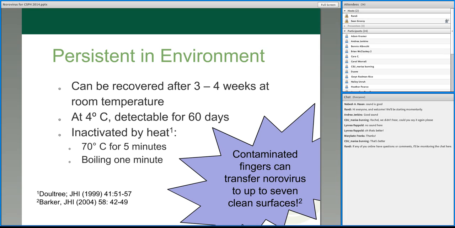Noro can be inactivated by heat, 70 degrees Celsius for 5 minutes, or boiling for 1 minute, for example, with water or instruments that could be boiled. And then a study showed that after fingers become contaminated with norovirus, those fingers can transfer norovirus to up to 7 surfaces. So if I'm sick and I don't wash my hands well after using the bathroom, potentially the next 7 surfaces I touch, including perhaps your food, could be contaminated with norovirus.